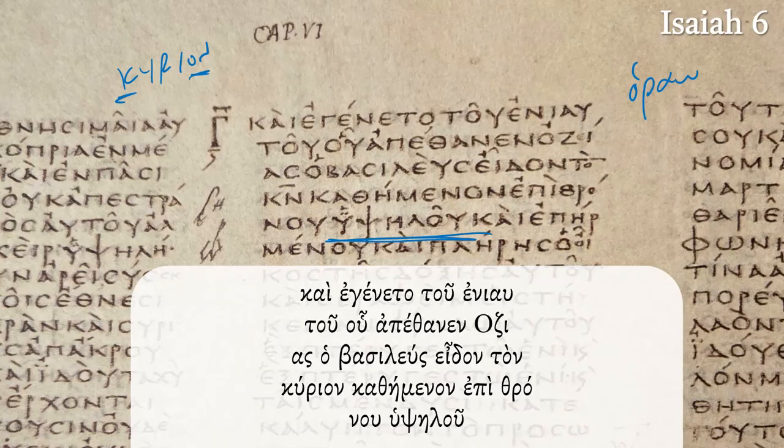So good to get some practice taking a look at the uncial or majuscule scripts. Hopefully learn some things about paratext as well. So this has been Isaiah 6 and 7. We'll see you next time.